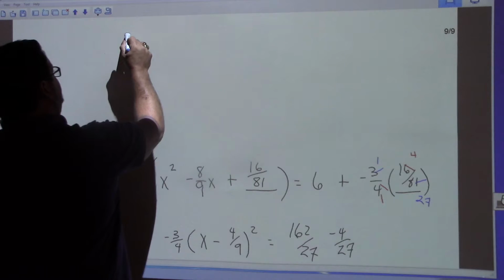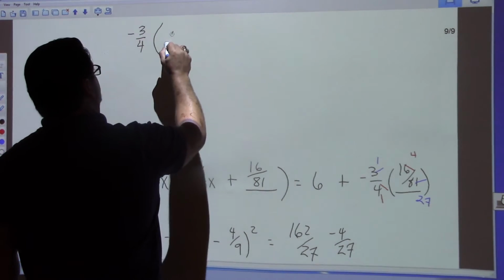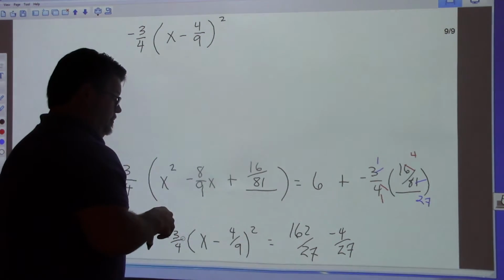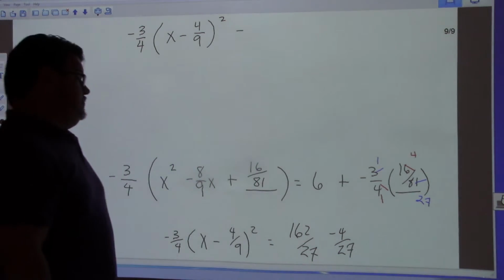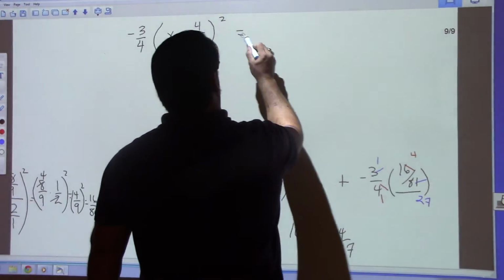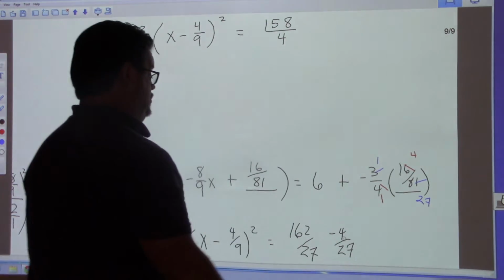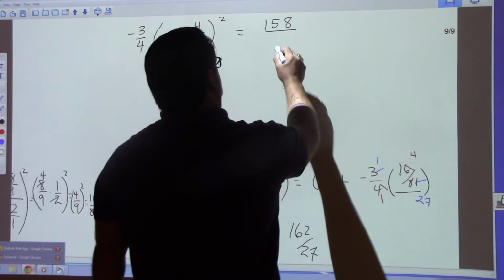All right, negative 3/4 x minus 4/9 quantity squared is equal to, and what is 162 minus 4? 158? Or 27. I don't know where 4 came from. This thing is bothering me down here is what's the matter. 27.